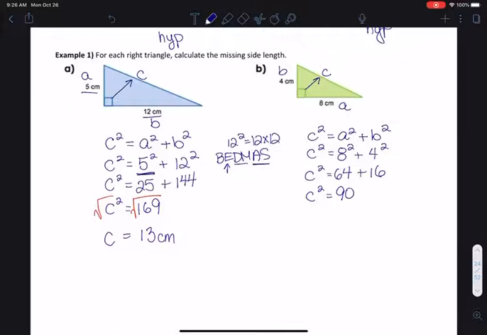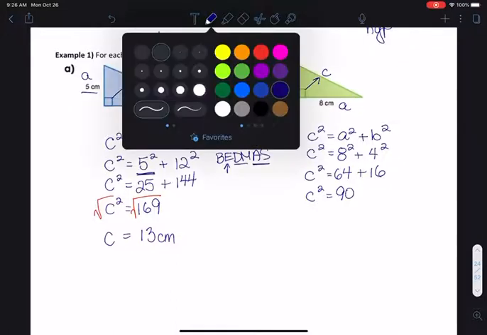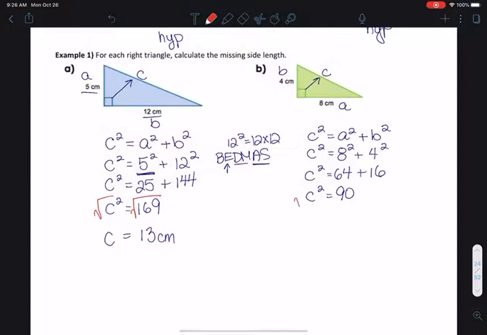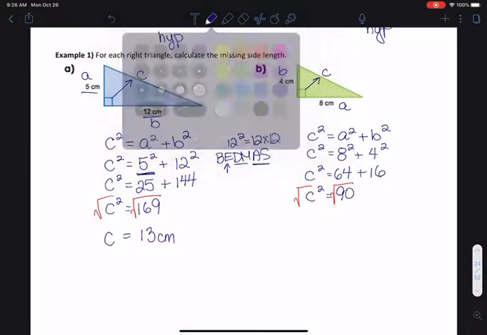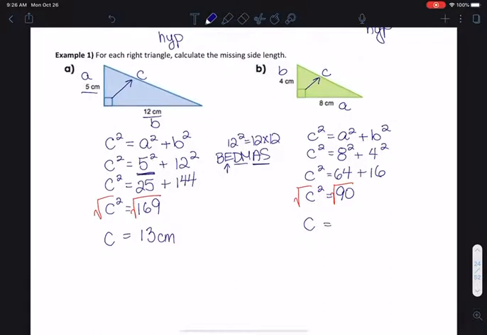So in your calculator, to get c all by itself, we're going to take the square root of each side. And the square root of c squared is just c. And the square root of 90, if you do that in your calculator, is 9.5 approximately. So it's 9.4868. I'm just writing all the numbers down that are written in my calculator.